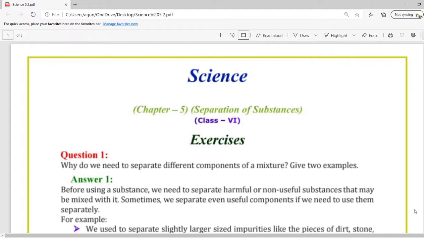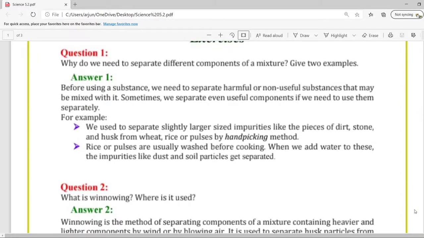In the last lecture, we completed up to chapter number 5, Separation of Substances. And I have given the PDF file of this question answer. So, in today's lecture, we will discuss the question answer. Starting from question number 1. Why do we need to separate different components of a mixture?